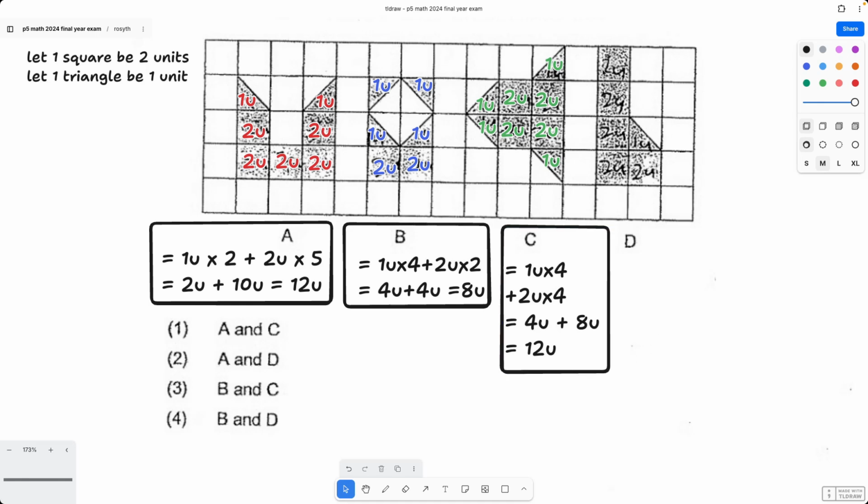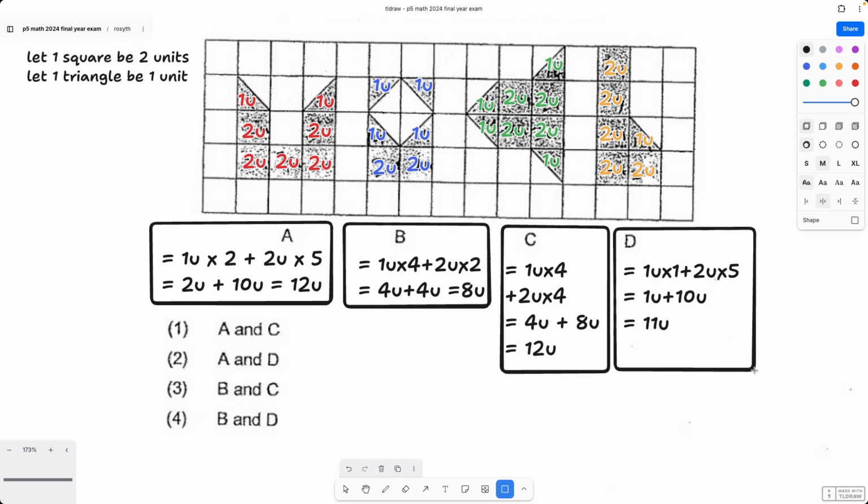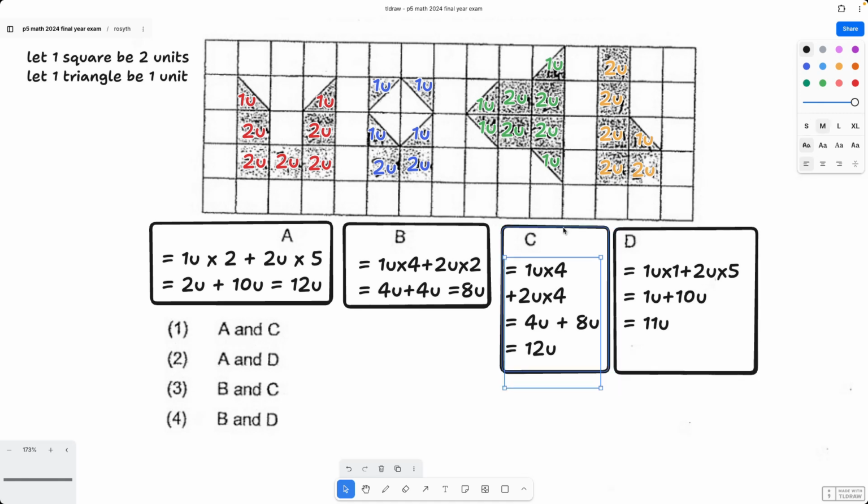All right. And lastly, let's move to D as well. So D over here, we can just calculate from this. Basically, there's only one unit. And then after that, 2 units is 1, 2, 3, 4, 5. So we have 5. That means this will be 1 unit plus 10 units, which becomes 11 units in this case. Okay, therefore A and C are the correct ones.